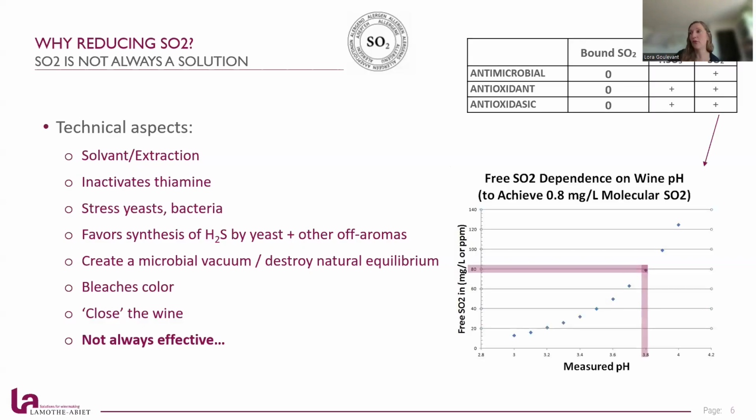And of course, the SO2 is not always effective regarding the pH of your wine. For example, here on this graph, we see that regarding the pH of your wine, the total free SO2 you have to add is increasing crazily. So if you want to achieve 0.8 milligram per liter of molecular SO2, which is the antimicrobial dose, you'll see that you will need to add way too much SO2 to your wines, and it's not sustainable. It's not a good amount because it can be very impactful.